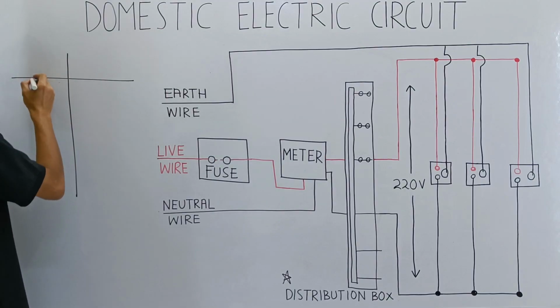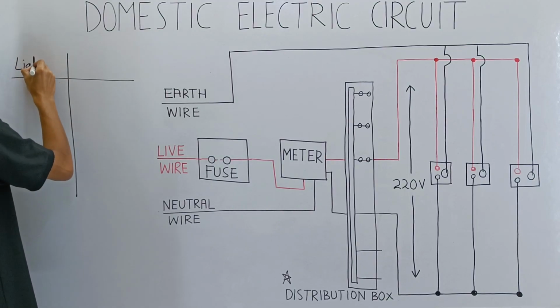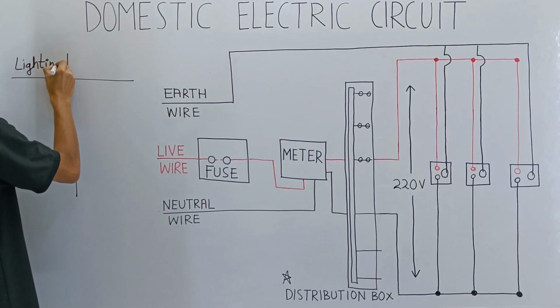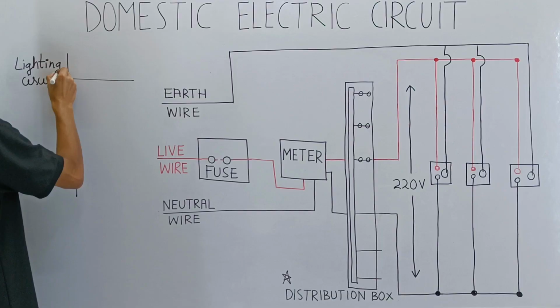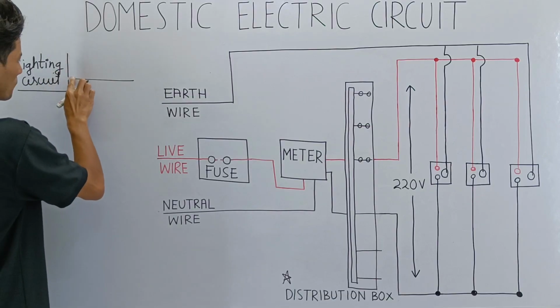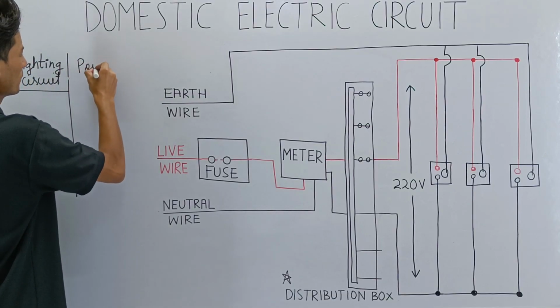So there are 2 types of sockets or circuits. We have the lighting circuit, as per the NCERT textbook, and we have the power circuit.